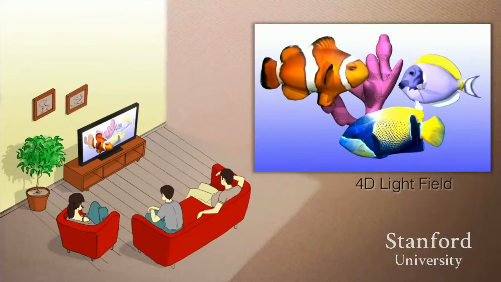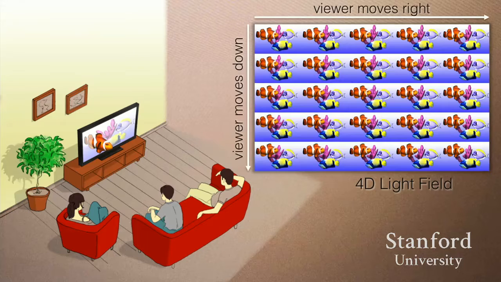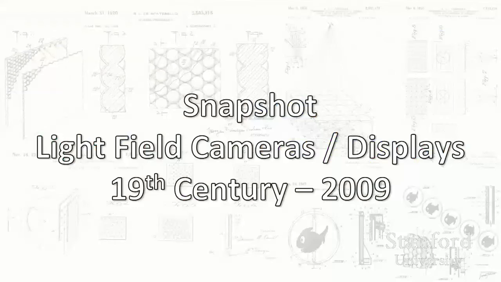So in order for that to happen, the display has to emit all these different perspectives of the same 3D scene in slightly different directions. And that's what's usually called a light field. The light field is really just this collection of 2D images showing the same 3D scene from slightly different perspectives. And that's an idea that's been around for more than 100 years, actually.